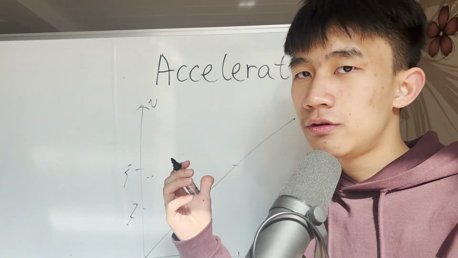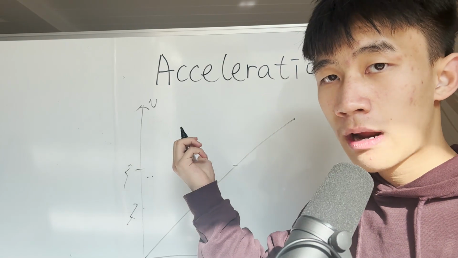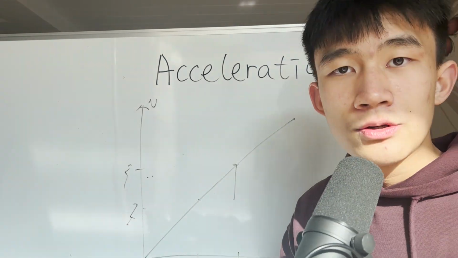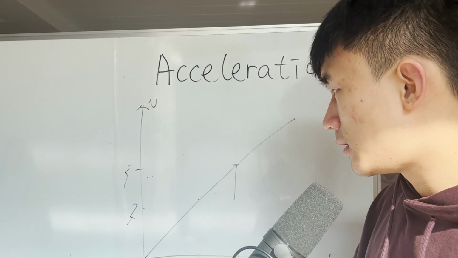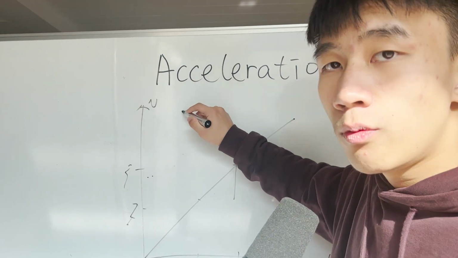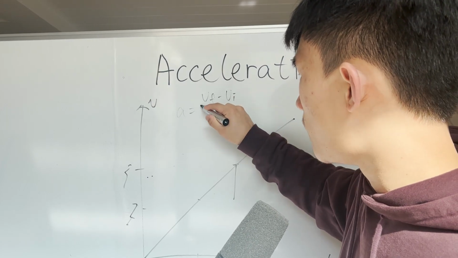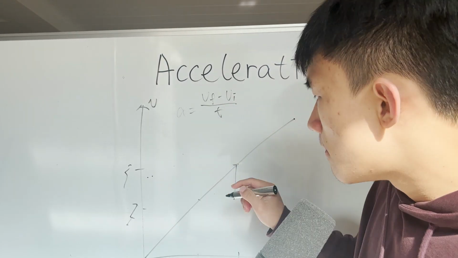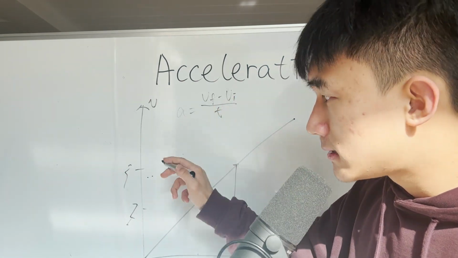And using the VT graph, we can actually calculate the acceleration of the object that the graph is representing, all right? So let's say we want to calculate the acceleration between t equals 2 and t equals 3. Well, what we do is, we have talked about the formula A equals final velocity minus initial velocity divided by time, right? So my final velocity is 3 and my initial velocity is 2.